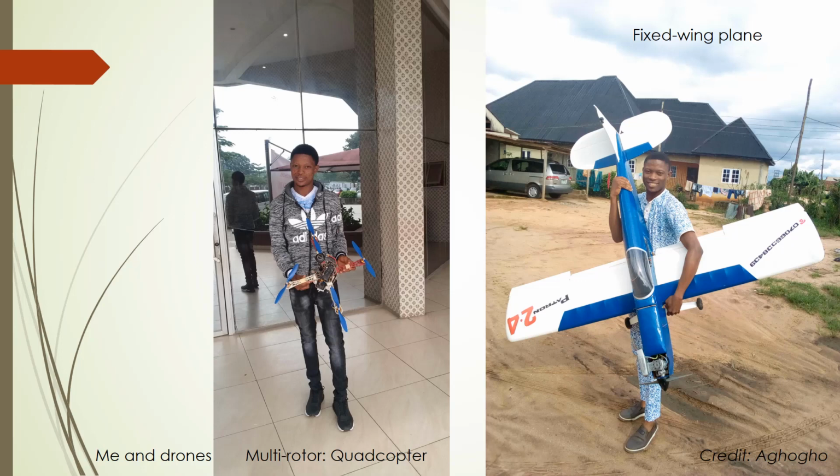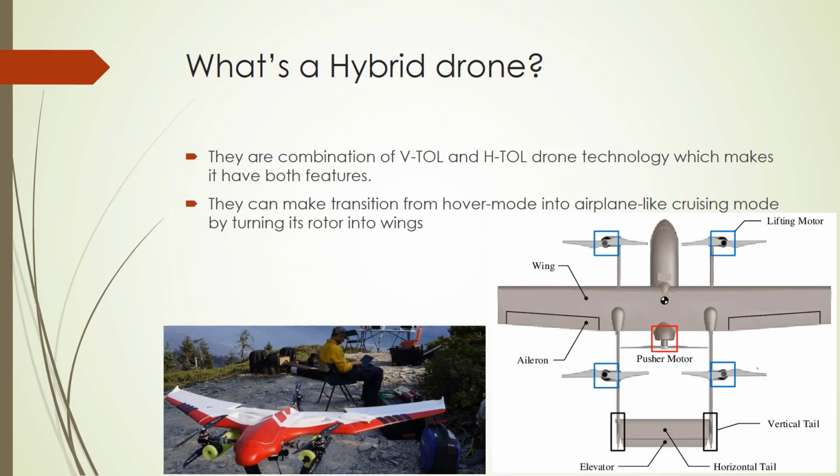Here we have the H-TOL, which is made by my team in Nigeria. And the next thing we have is the hybrid drone. So this is the future. It's not really a future, but it's existing currently. It's just a combination of the V-TOL and the H-TOL drones, which makes it have both features.